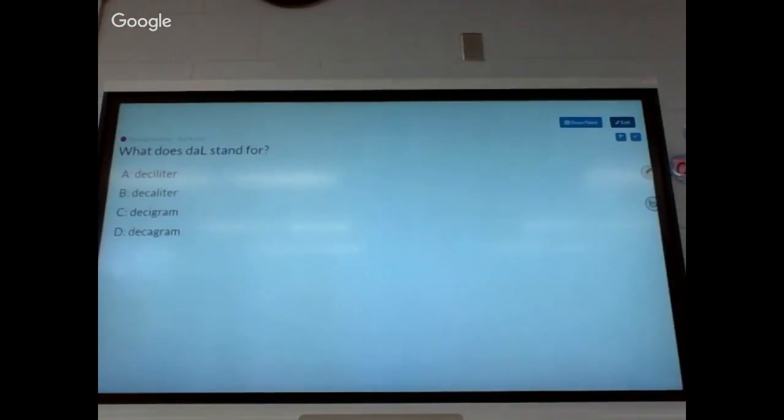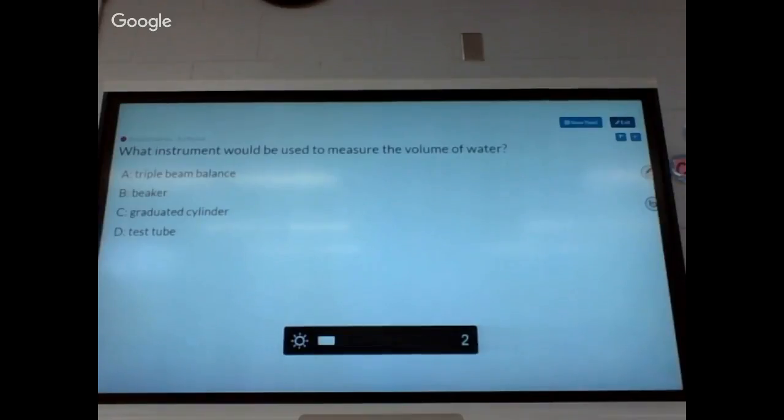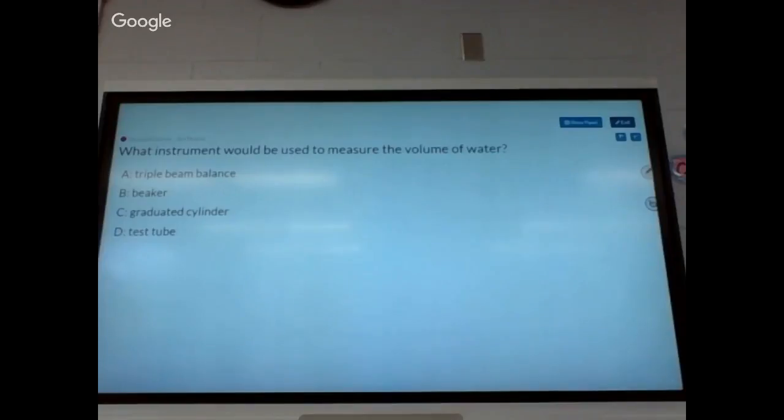All right, DA is what? Deca, and L is what? Liter. All right. All right, last one before we do 2 on frame of reference. What instrument would be used to measure the volume of water tomorrow? That is our last test review question.